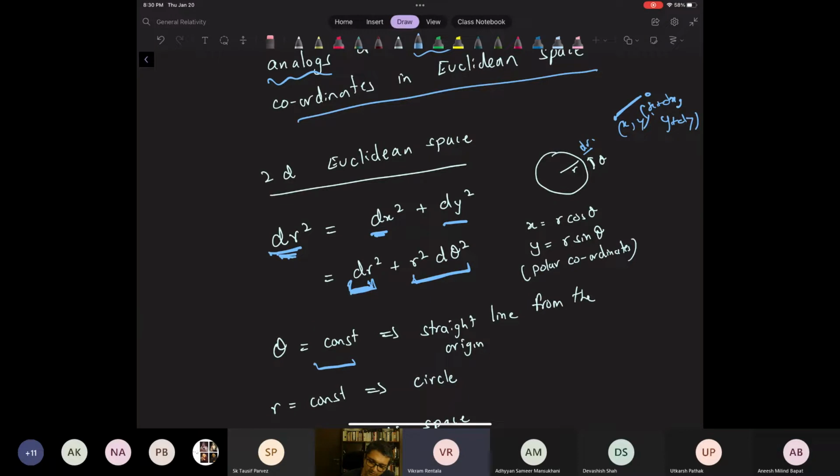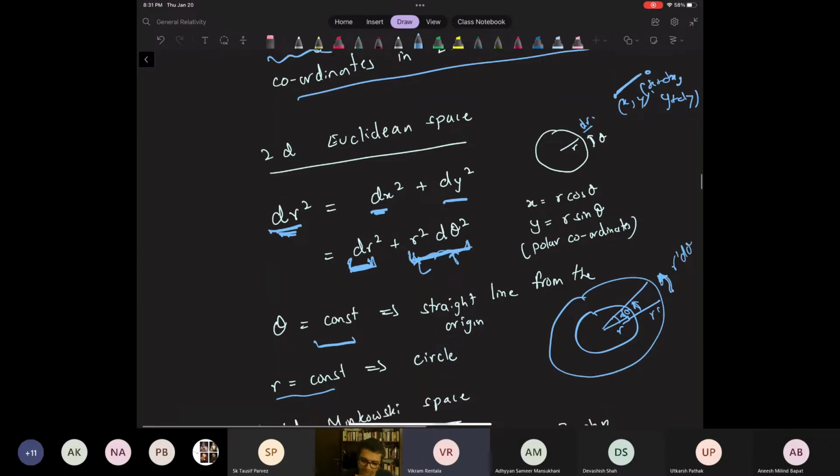But if I take r as constant and I just change theta, then at a fixed r, depending on which r I'm looking at, a fixed d theta corresponds to a slightly bigger arc length. It's r times d theta that is the distance between two points. So if I'm at this r, I will get r times d theta, and if I'm at this r prime, I will get r prime times d theta, and that's a bigger length. So the invariant distance changes as I change r.